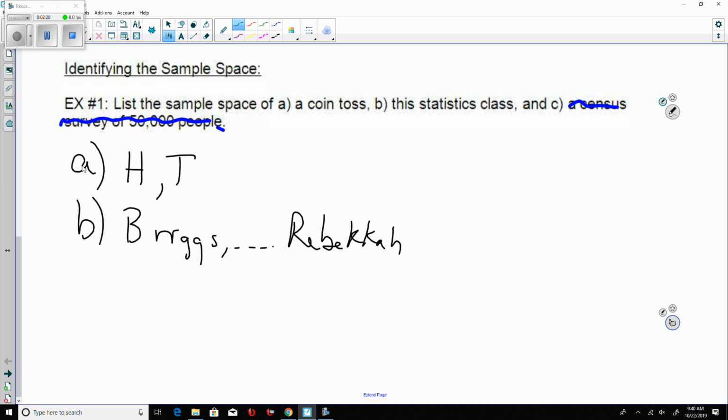And then C, the last one, is rolling a fair die. And they'll always say a fair die. What's that? Yeah, 1 through 6. So you would just say 1, 2, 3, 4, 5, 6. So that's nice and easy to list. So that's when you're identifying a sample space, what can happen, or who can be chosen.